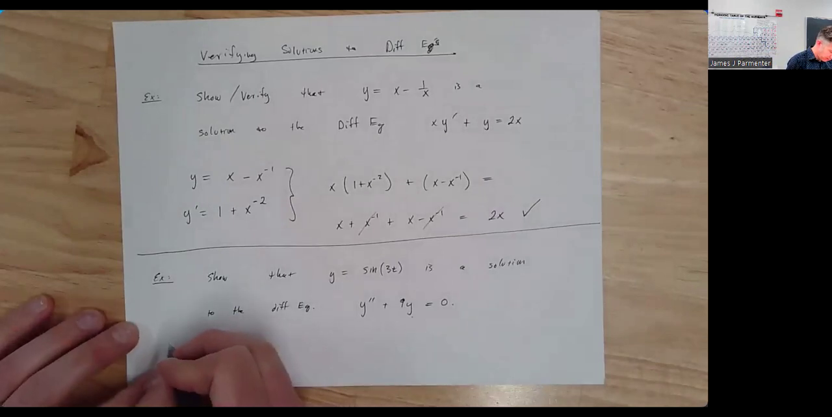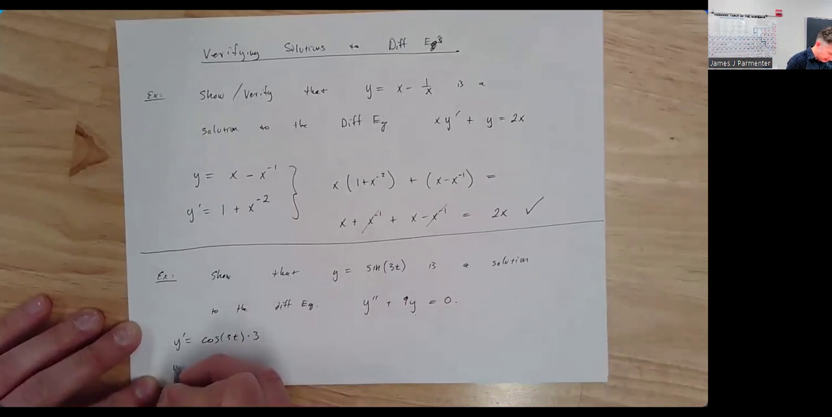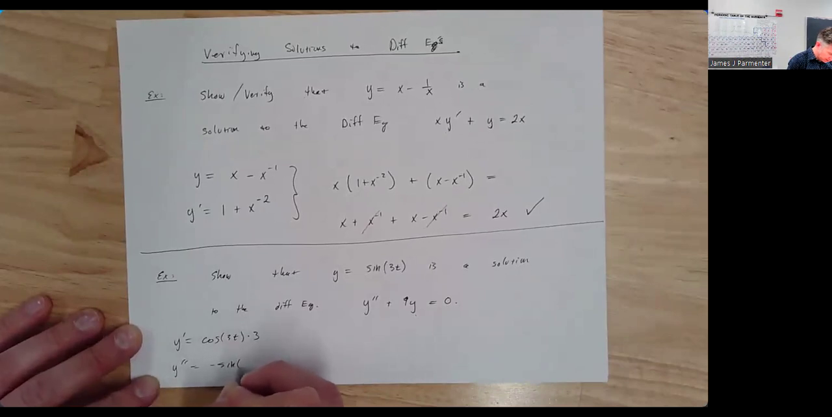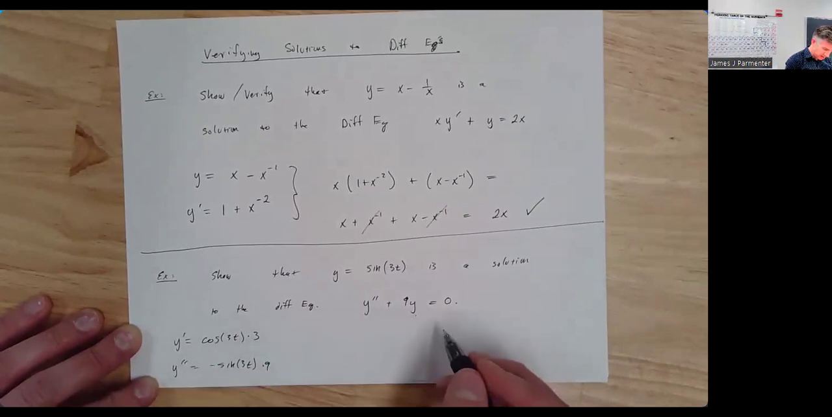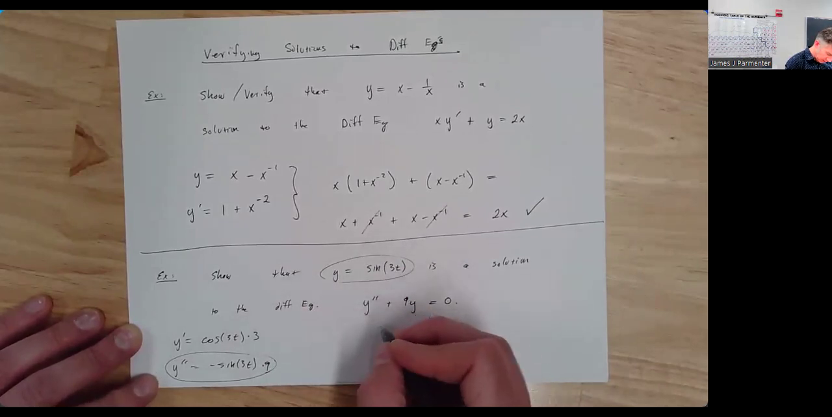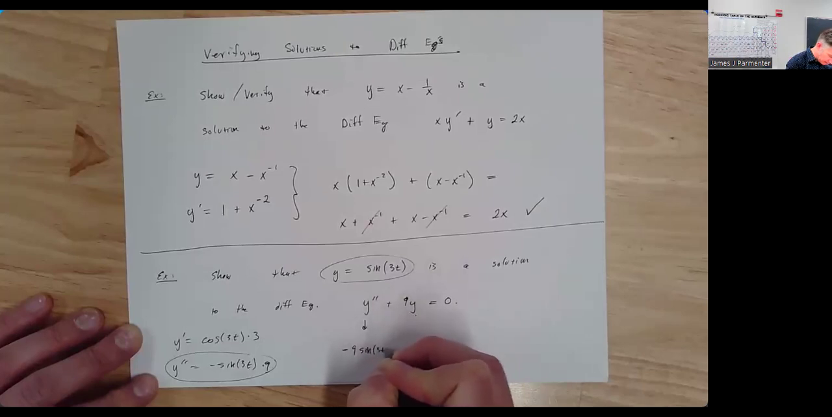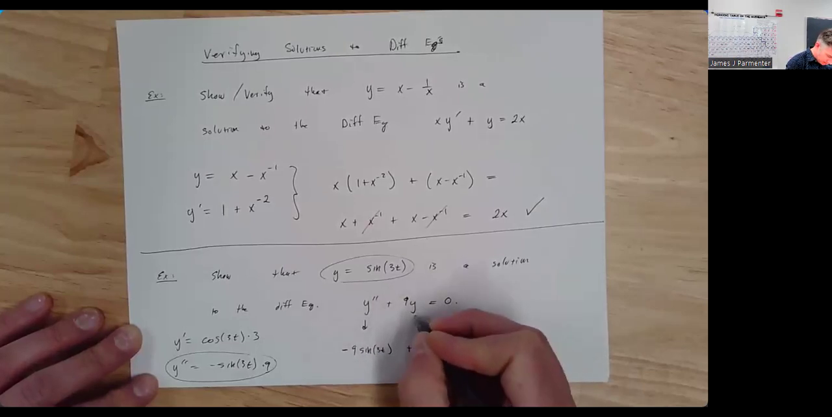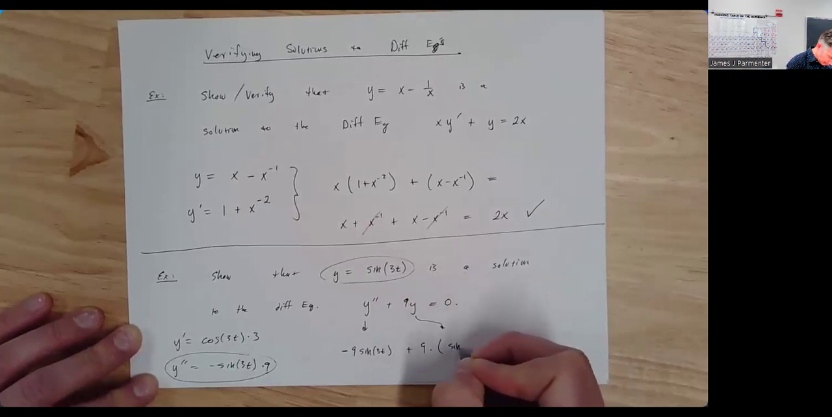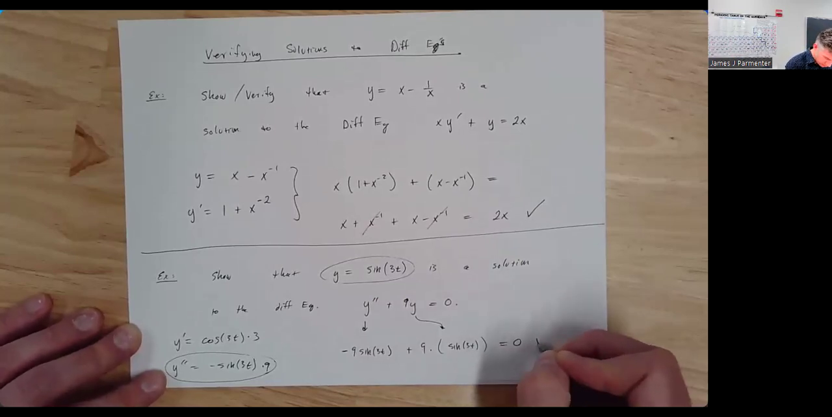So if we find y prime, the derivative of sine of 3t is cosine of 3t times 3. Find the derivative of that, we're going to get negative sine of 3t times 3 times another 3, so times 9. And if we plug this in, y double prime is going to be negative 9 times sine of 3t plus 9 times y, which is sine of 3t. And if we add those together, oh yeah, they do add up to 0. So we definitely do get 0. Check.